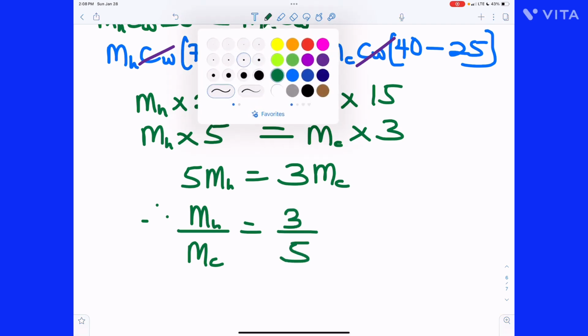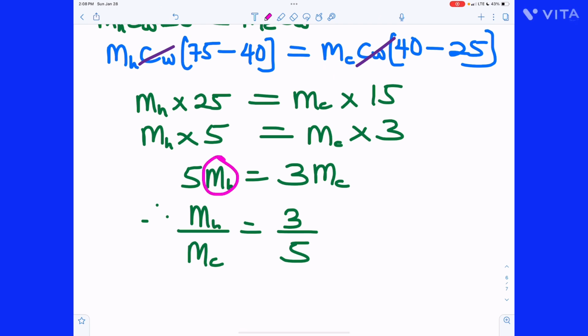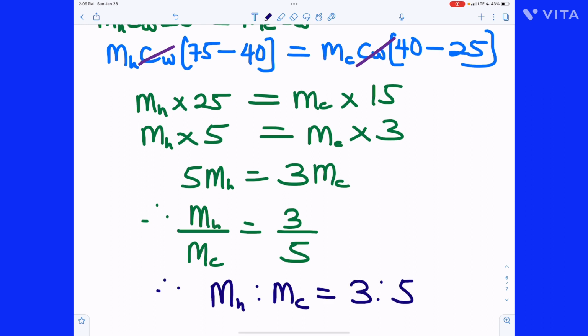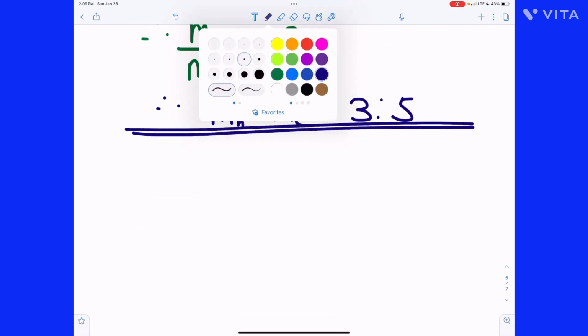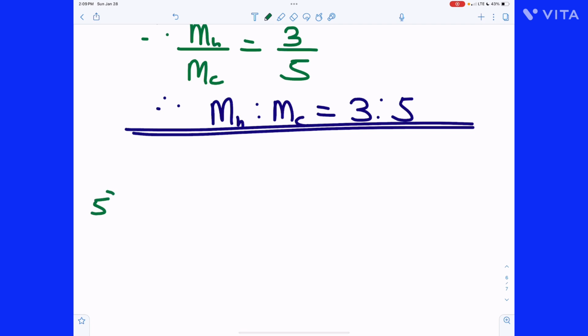Can you see where I did it here? You do left over right is equal to right over left. Can you see that again? Let me do that again. You do left over right is equal to right over left. So that's the correct order. Therefore, the ratio of the masses of hot water to cold water you must mix is 3:5. So that ends that. I will not answer this kind of question again in this exercise. You do the rest yourselves.